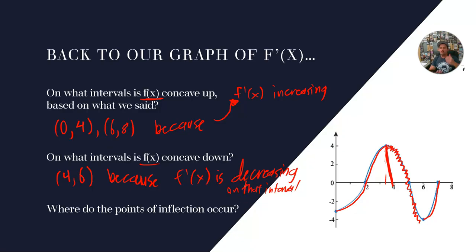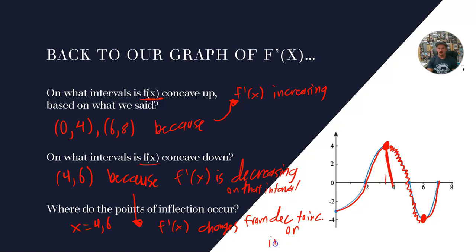Now, where do I have points of inflection? Points of inflection happen wherever concavity changes. Concavity changes when the derivative graph here changes from increasing to decreasing or decreasing to increasing. So right here and right here, you could visualize that as relative maximums and minimums. So points of inflection happen at x equals 4 and x equals 6 because f prime changes from increasing to decreasing or decreasing to increasing. Looking at the derivative graph, points of inflection happen when the first derivative changes from increasing to decreasing or decreasing to increasing.